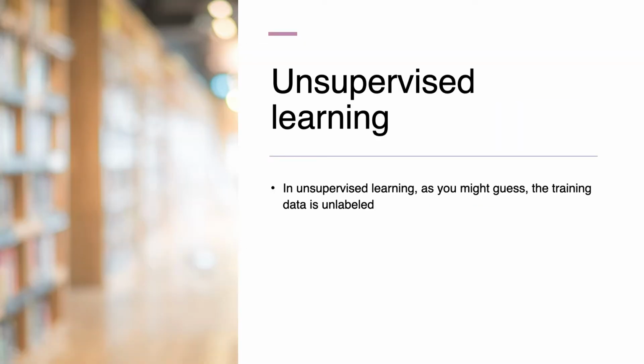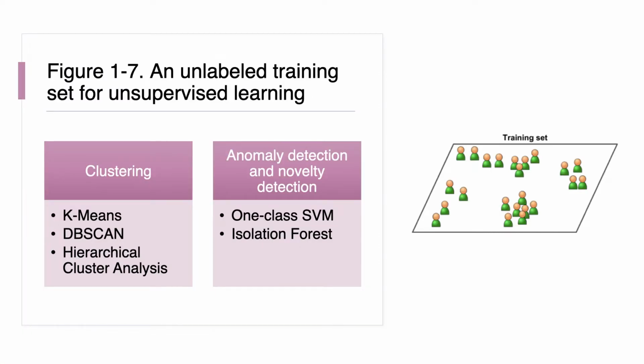Unsupervised learning. In unsupervised learning, as you might guess, the training data is unlabeled. The system tries to learn without a teacher. Here are some of the most important unsupervised learning algorithms. Clustering: K-means, DBSCAN, hierarchical cluster analysis (HCA).